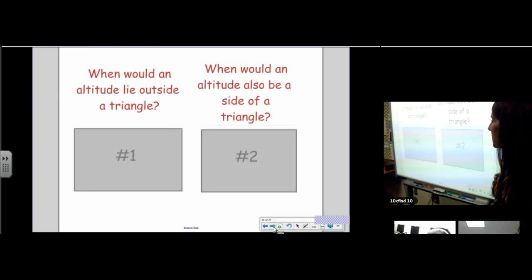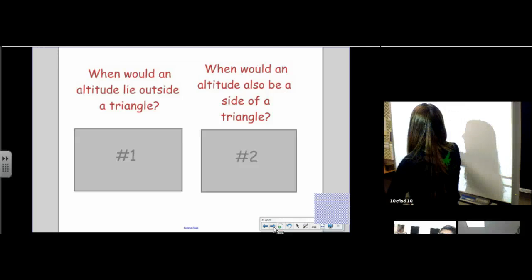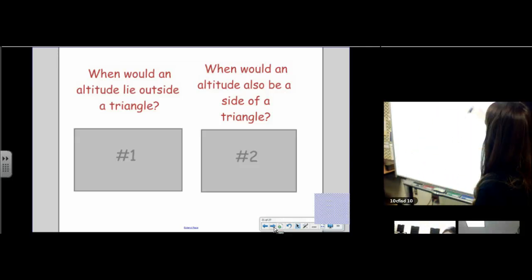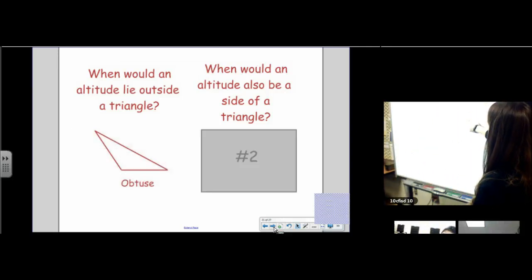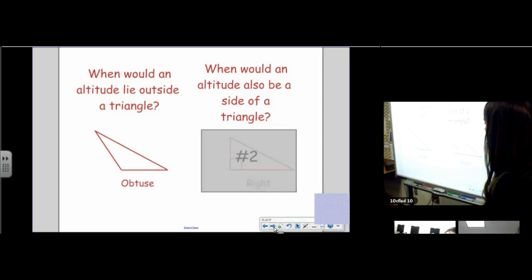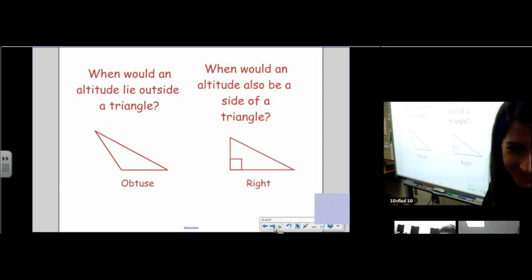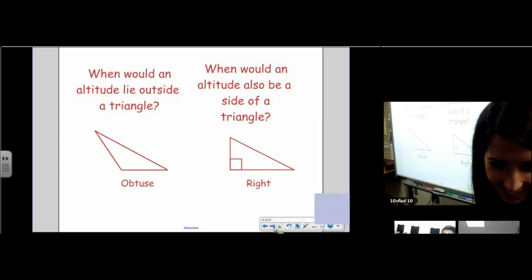Okay. So we already talked about this. When would it lie outside a triangle? Obtuse. When would an altitude also be the side of a triangle? Right. Right. Okay.